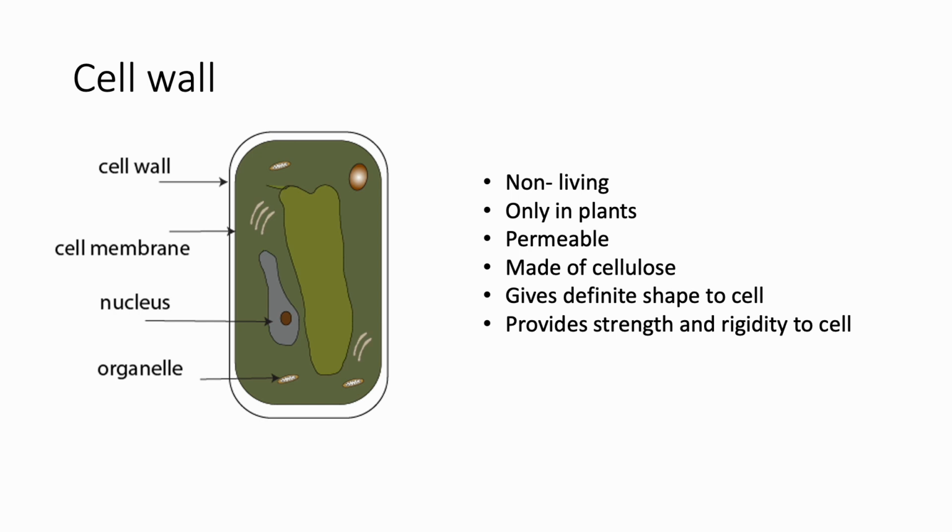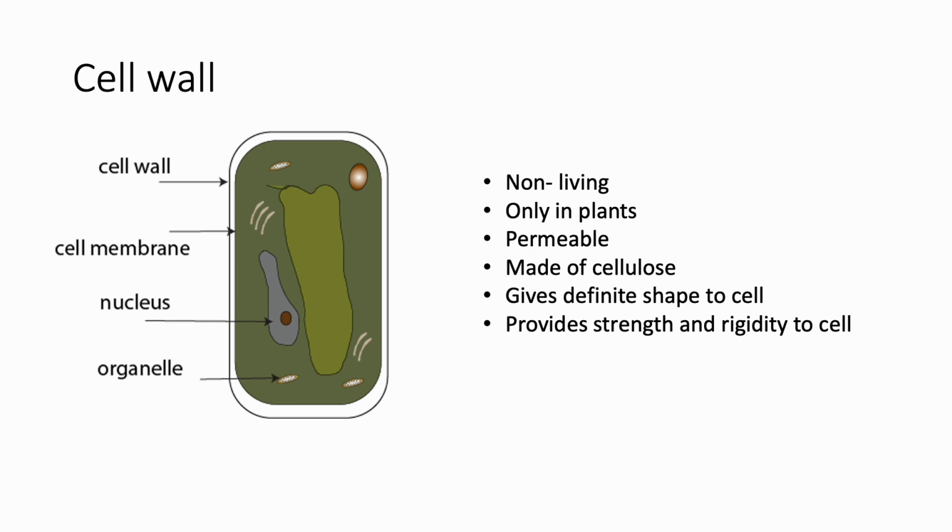The cell wall. The cell wall is non-living. It is only in plants. It is freely permeable to substances. What does that mean? That means substances can freely move through it. It's like you don't need a visa. You have free entry into another country.